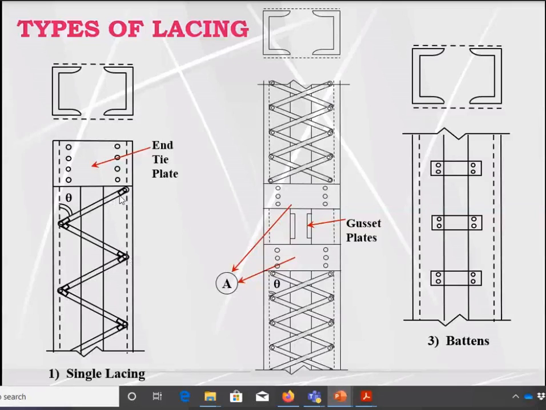Why is it called lacing? Because it is similar to the laces in our shoes, which are very thin and hold both parts together. So this is called single lacing. In single lacing you see that only one bar is connected from one side to the other, and in the opposite direction you do not have any bar.